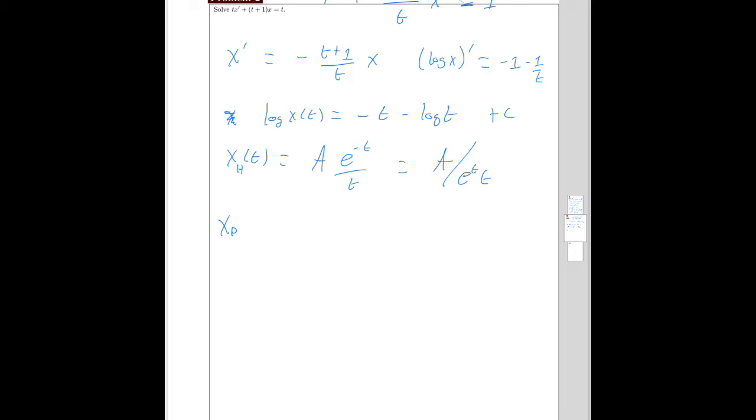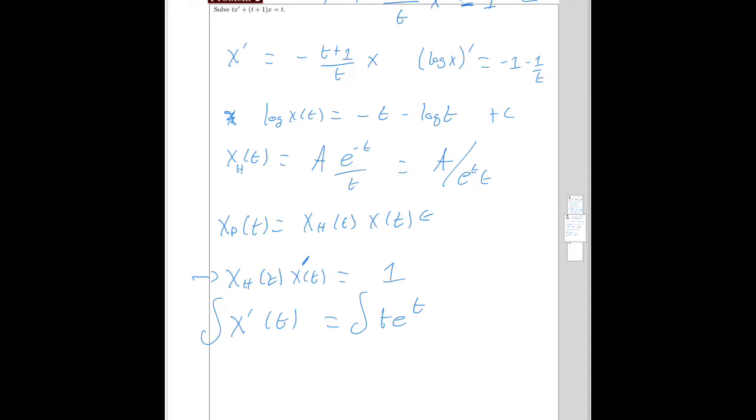Okay, now for the particular solution, remember I look for particular solutions of the form xh of t times x of t, where the x is unknown. Now if I plug this back into this differential equation, this is going to tell me xh of t times x prime of t is equal to 1. Or in other words, since xh of t is equal to a over e to the t, remember I just need one homogeneous solution, so I'm going to pick a is equal to 1. Sorry, there should be a derivative there. So this gives me x prime of t is equal to te to the t.